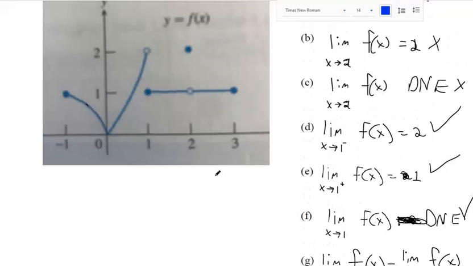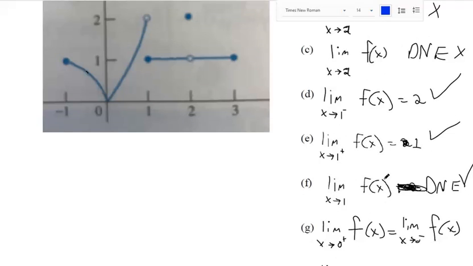This limit doesn't exist because look, the limit from the left was 2. The limit as x approaches 1 from the left side is 2. The limit as x approaches 1 from the right side is 1. Those aren't the same, so we have to say that the limit doesn't exist. The two limits have to agree with each other.